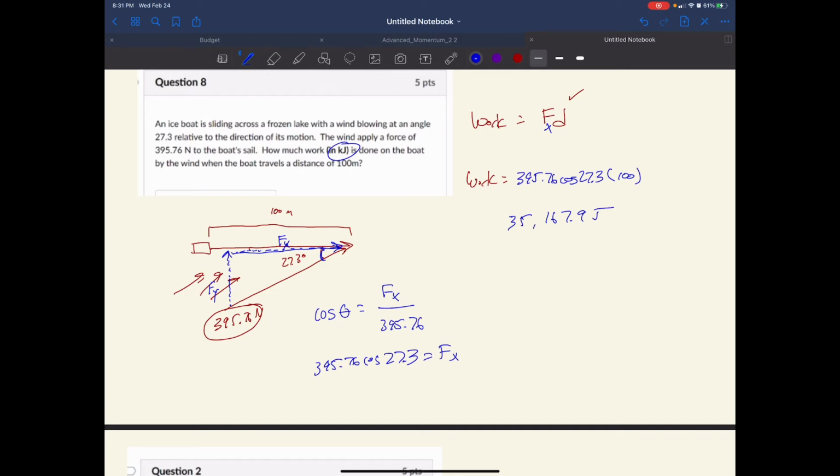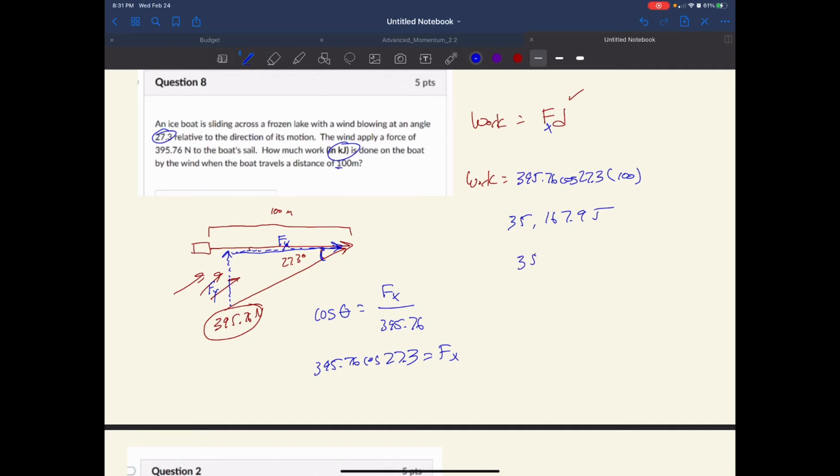It's asking for it though in kilojoules. And so here again, if you care about sig figs, there's 3 sig figs in that 27.3. So let's just go to 3 sig figs. Although I guess technically there's just 1 right there. So what I'm going to do is I'm just going to round. I'm going to use reasonable precision on my answer without being so technical with sig figs. Your prof might want sig figs. I'm going to use reasonable precision.